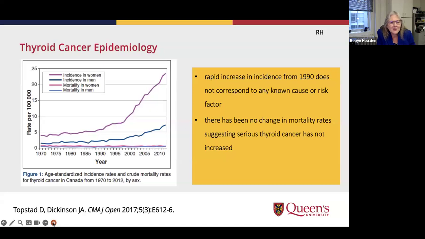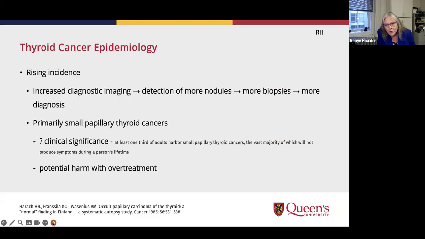And then on the next slide, once again, just to summarize, the rising incidence is felt to be from increased pickup from diagnostic imaging. We were detecting more nodules, doing more biopsies, and making more diagnoses, but most of these diagnoses have been very small papillary thyroid cancers, and their clinical significance is very questionable. It's felt that 1/3 of normal adults will have small areas of papillary thyroid cancer, and the majority will not cause any problems or affect life expectancy in any way.